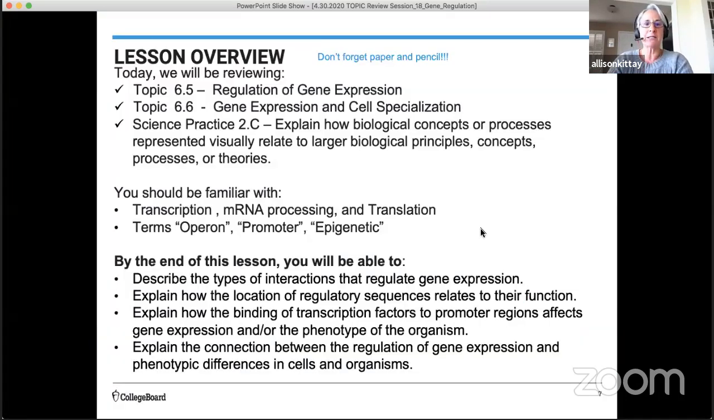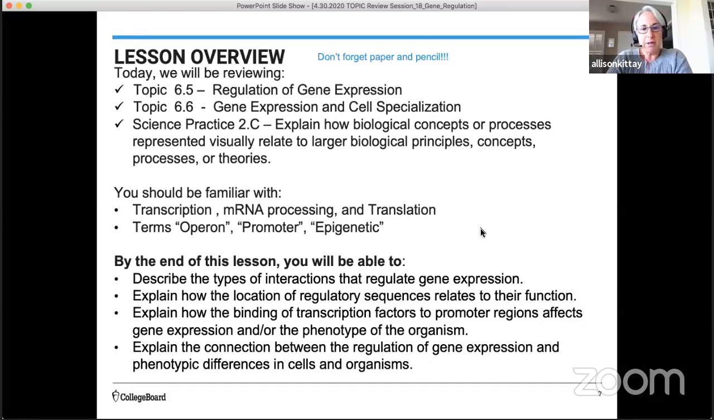Okay, so today's lesson is on the regulation of gene expression and gene expression and cell specialization. And this is a difficult topic, so I'm going to try to make this as understandable as possible. We're also going to be looking at Science Practice 2C, which is about explaining how biological concepts or processes represented visually relate to larger biological principles, concepts, processes, or theories. So today we're going to look at some visual representations of the regulation of gene expression. From yesterday's lesson, you should be familiar with transcription, messenger RNA processing, and translation. And today, some important terms are going to be operon, promoter, and epigenetic. And don't worry if you're not familiar with these, I will be using them a lot today.